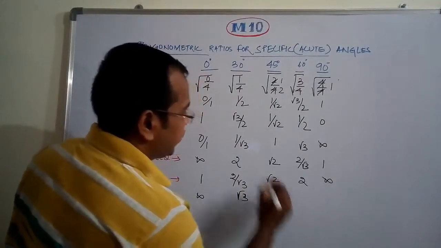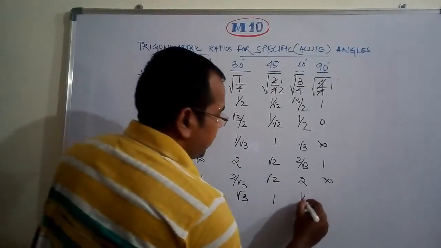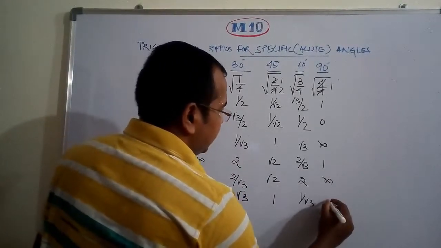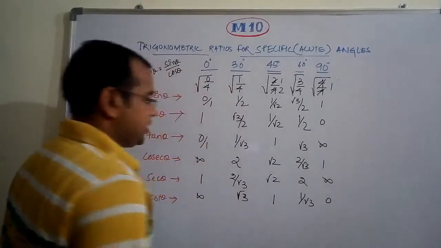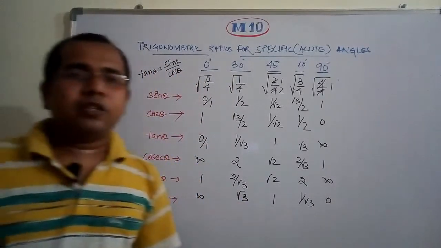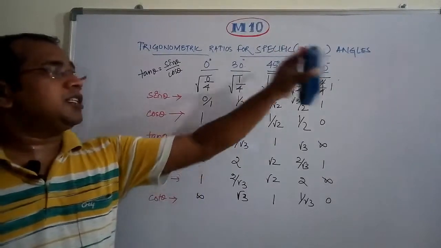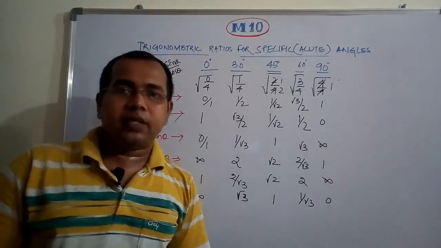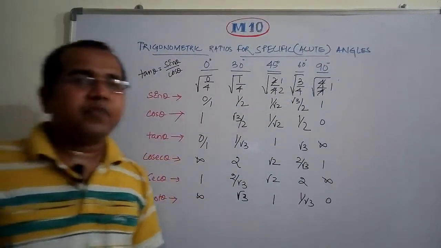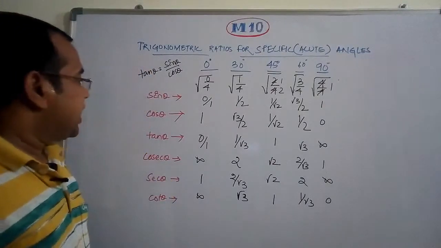This would be equal to 1. This is 1 by root 3, and this is nothing but 1 by infinity, which will be 0. So this is the trigonometric table for specific angles, that is, for acute angles. If you don't remember this, you can form this table. Okay, so we have read up to this.